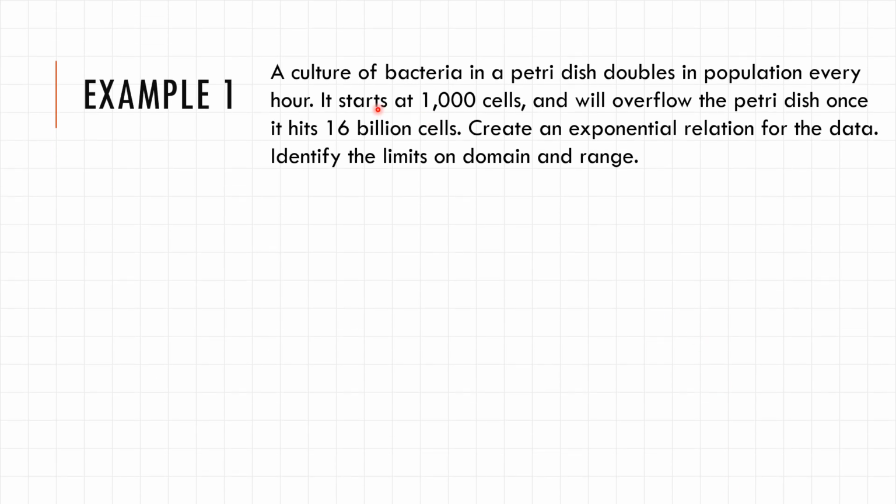In this example, we have a culture of bacteria in a petri dish, which is one of those little clear discs. And the bacteria doubles in population every hour. It starts out at 1,000 cells, and eventually it will overflow the petri dish once it hits 16 billion cells. You might say, okay, good luck, culture of bacteria, good luck going from 1,000 to 16 billion. But we're going to see when that might actually happen here.